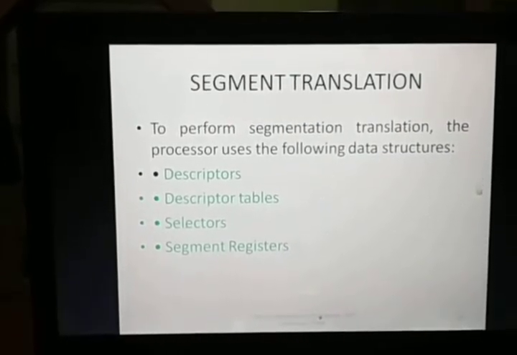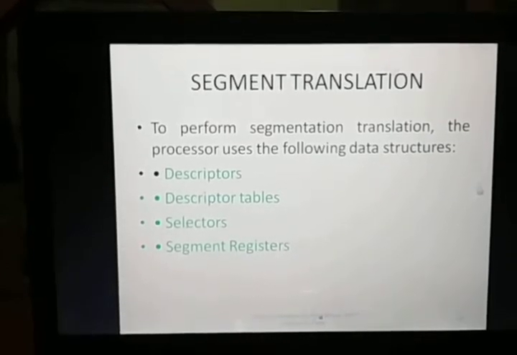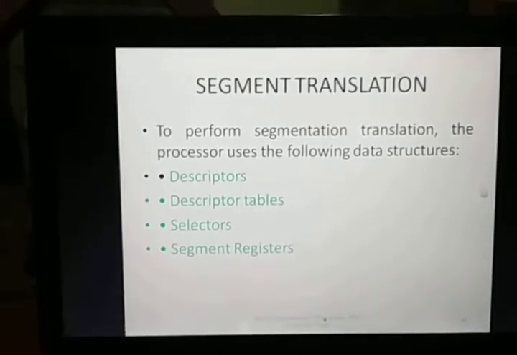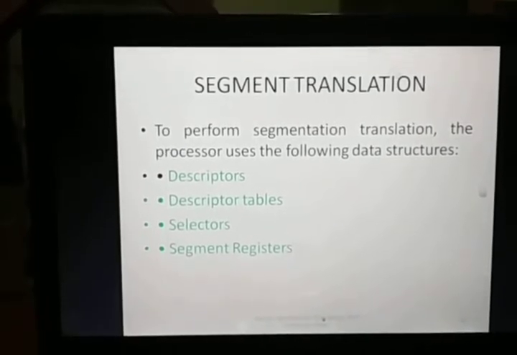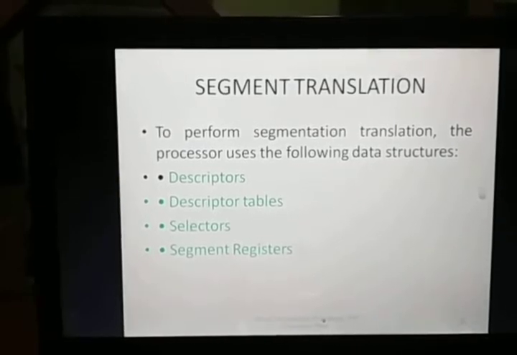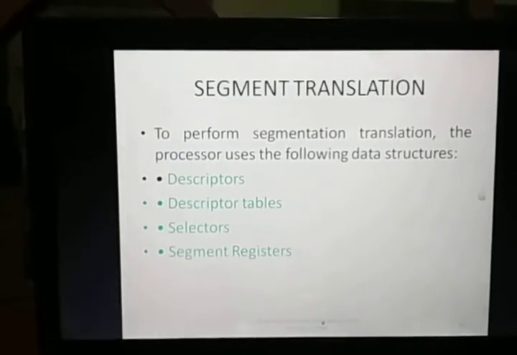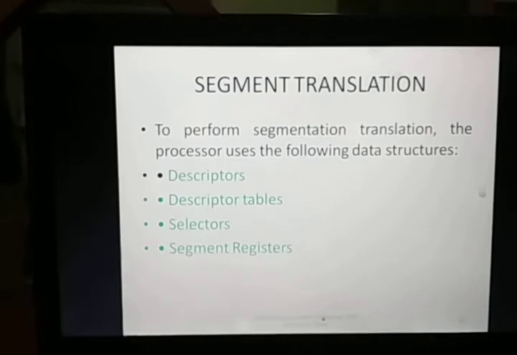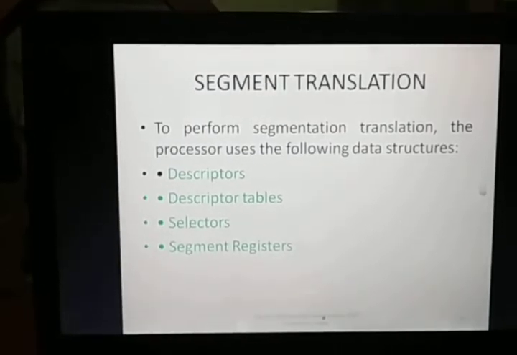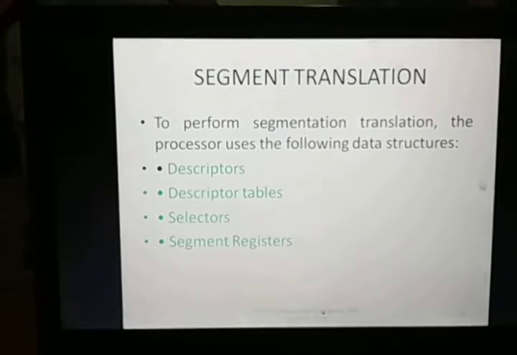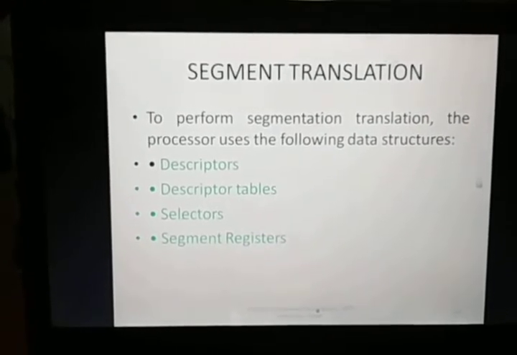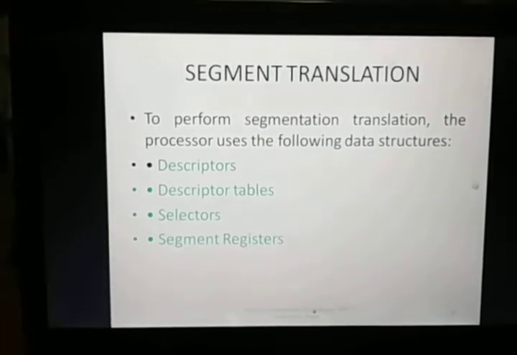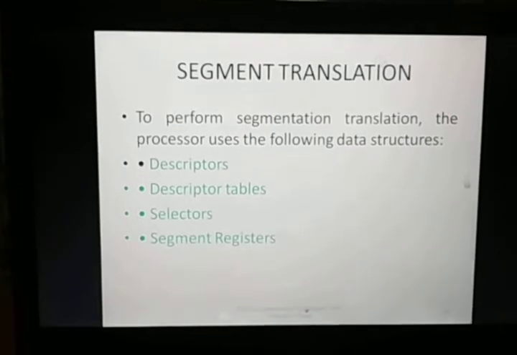Then next, the last part is the segment registers. Segment registers contain the information related to the segment descriptor. We have discussed the code segment, data segment, and stack segment registers. When these registers contain the information about a particular segment, we call them segment registers. Basically, a segment register contains the information related to the base field and size of the segment. So these are the different components used in the segment translation mechanism: descriptor, descriptor table, selectors, and segment registers.